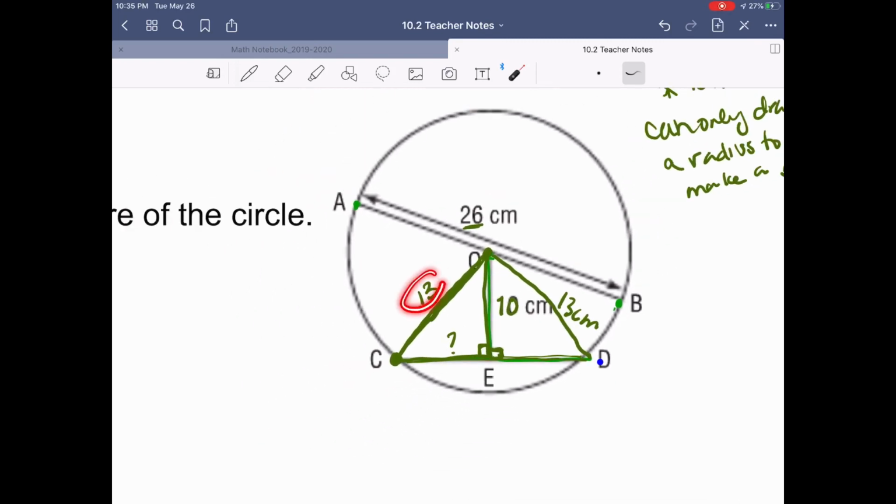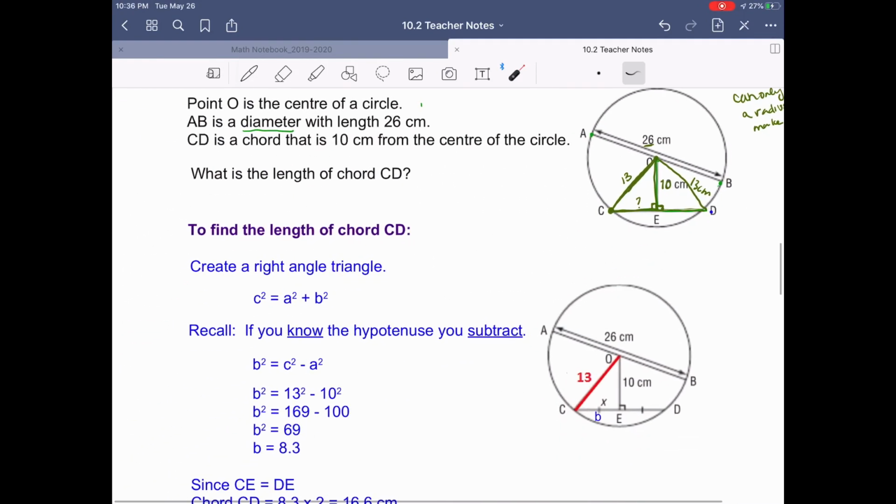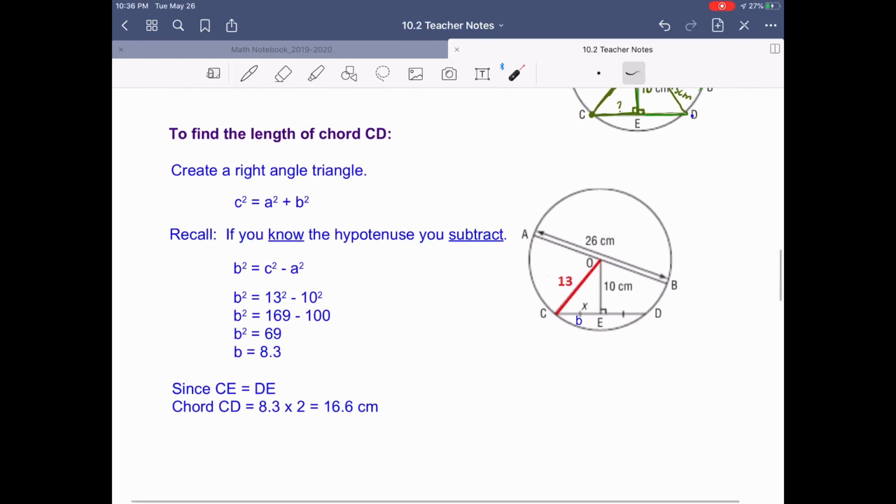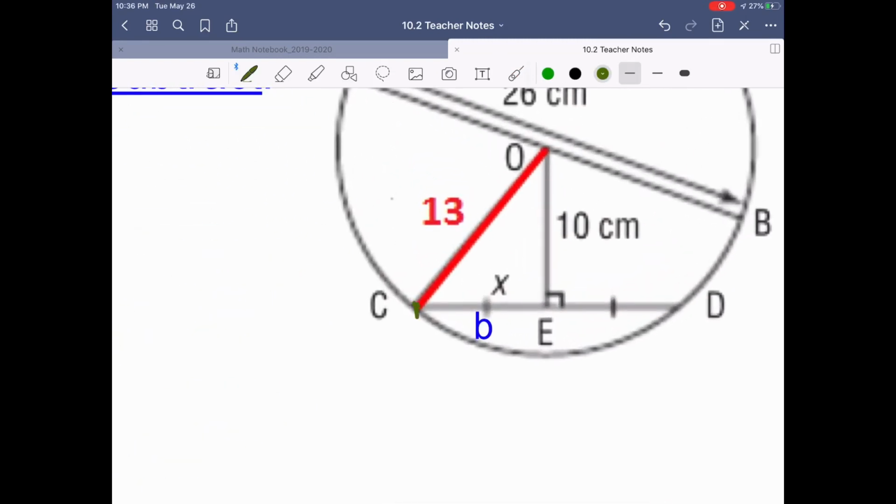So then you would do 13 squared minus 10 squared equals b squared, or the side squared. And so 13 squared minus 10 squared, 169 minus 100 is 69. And then you square root that, you get that the side length is 8.3 centimeters. Okay, so that's not the answer to the question though. So 8.3 centimeters is just from here to here. So this would be 8.3.